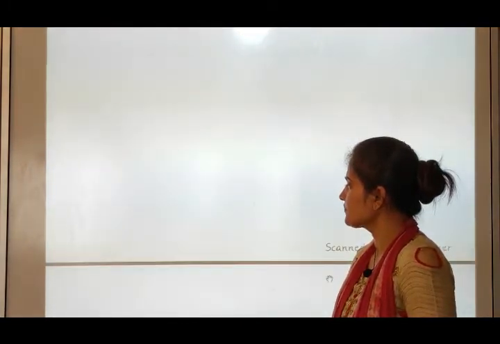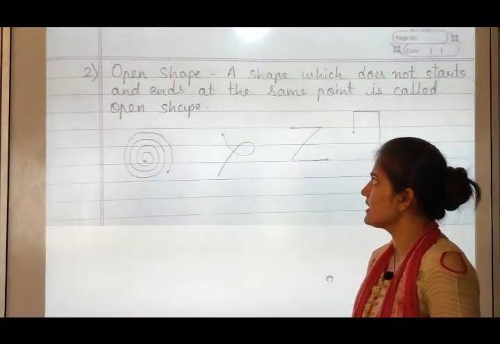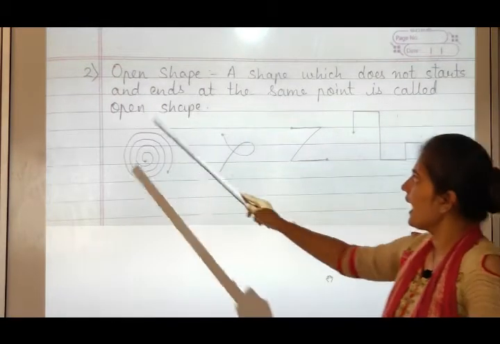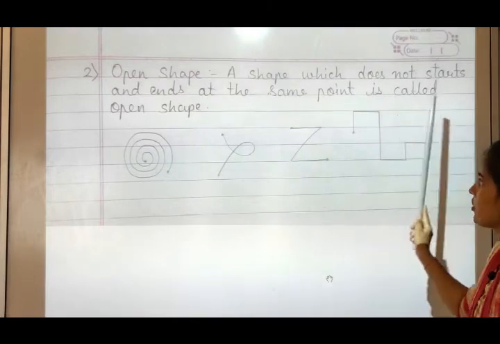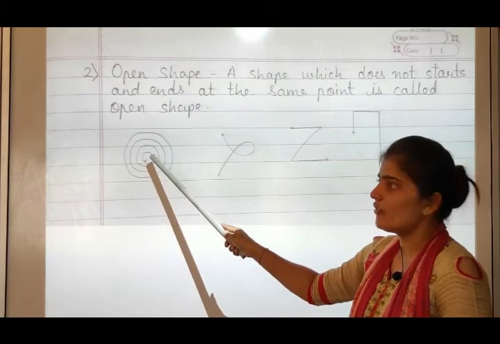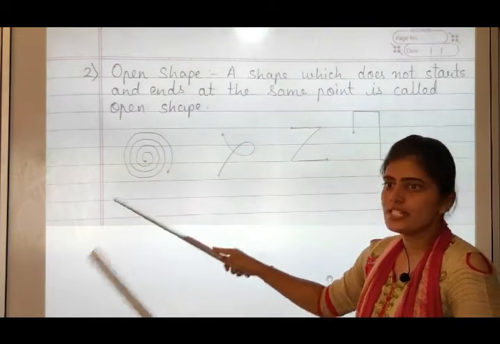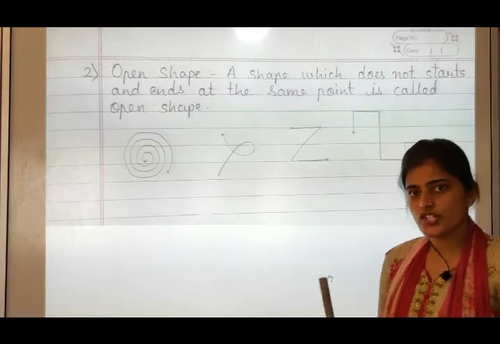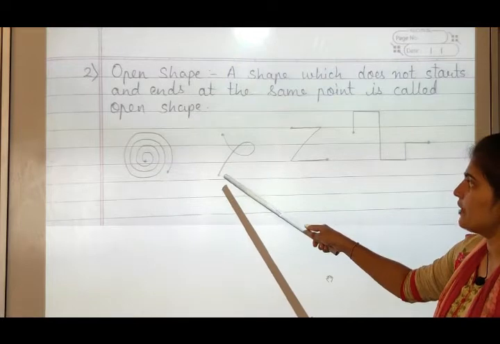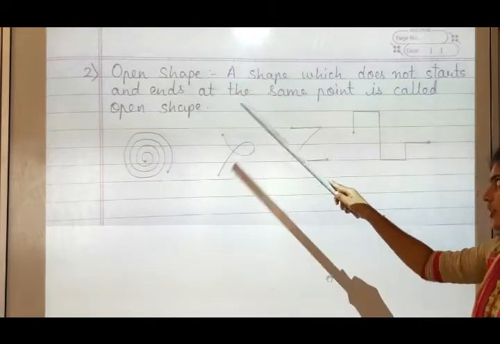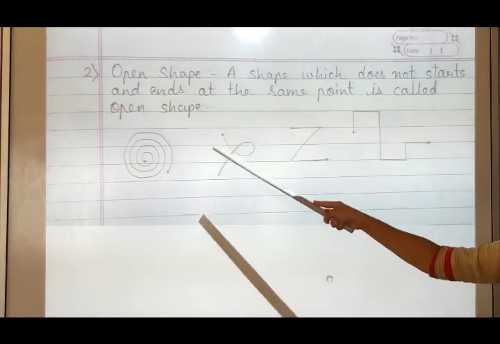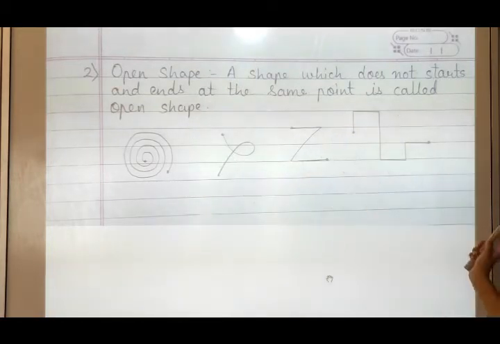Now next is open shape. A shape which does not start and end at the same point is called open shape. Here you can see, if you are standing over here then you can come out this way, that means this is not a closed shape, it is an open shape. Here also you can see the starting point and the ending point are different, so this is also an open shape. Here this Z is also an open shape. If you are standing here then you can go out from here, or if you are standing here then you can go out from here also.